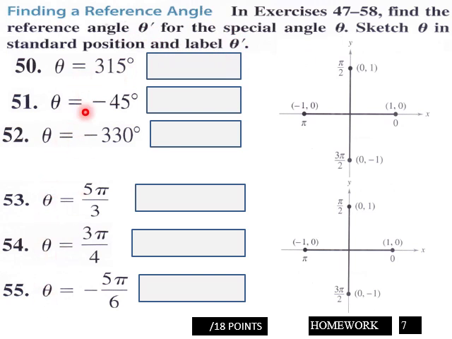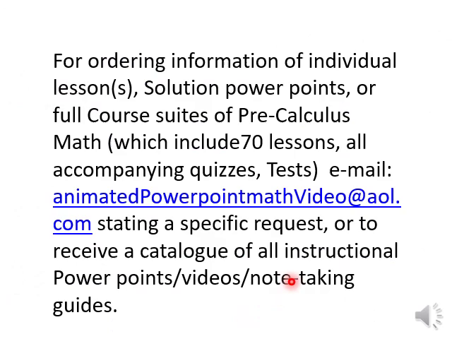And then page 7, find the reference angle theta prime for the special angle theta. These are all thetas here. Sketch theta in the standard position and label as theta prime. Sketch these here on these axes for 3 over here, then 3 over here. And that is your homework for 4.4 part 2.